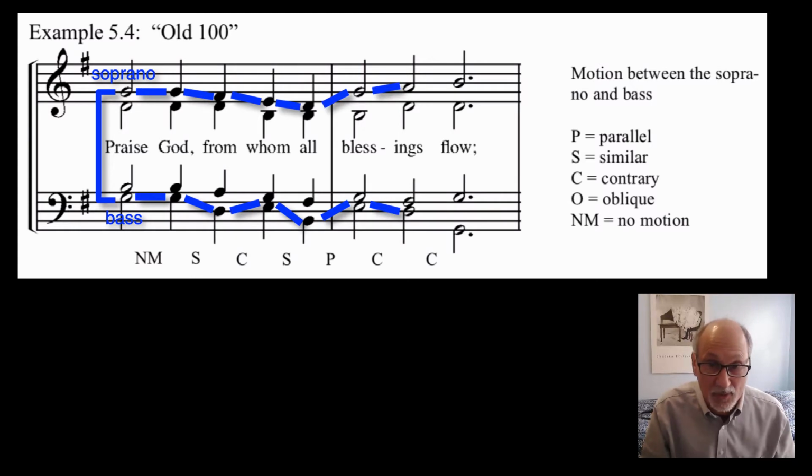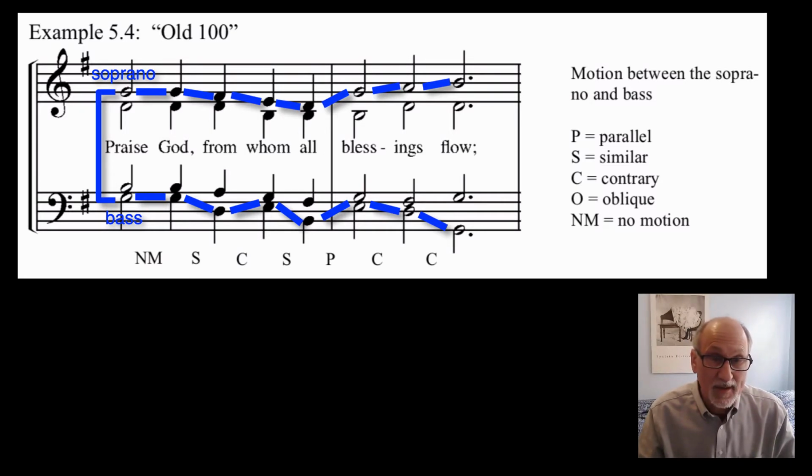This is the second chord in the second measure. Notice the notes went in opposite directions, contrary motion. And at the very end, contrary motion again. So again, if we had to summarize, we'd say that most of the motion between those voices actually is contrary motion.